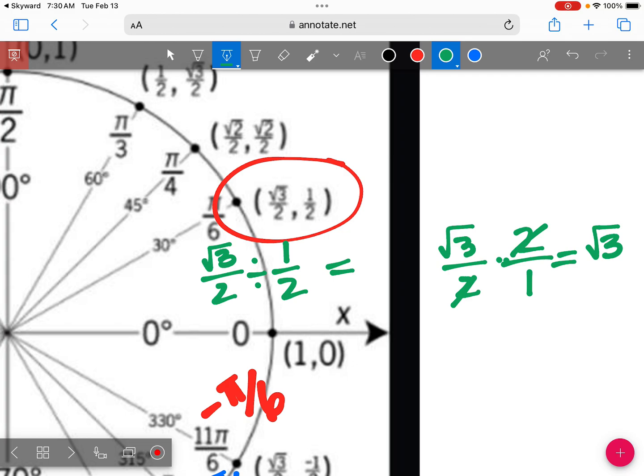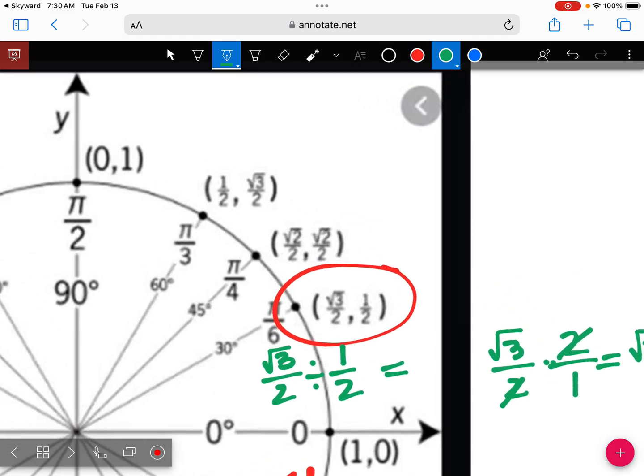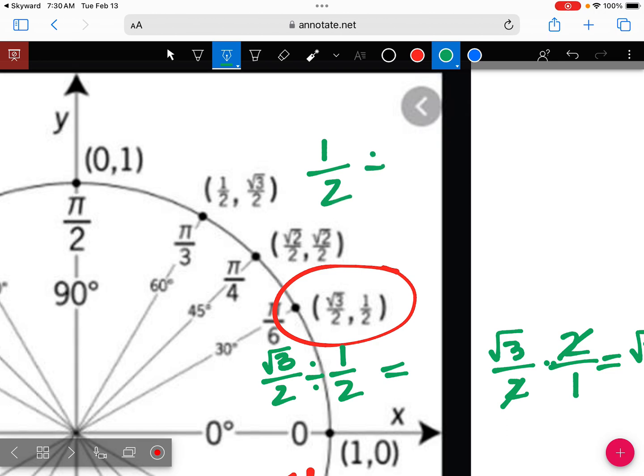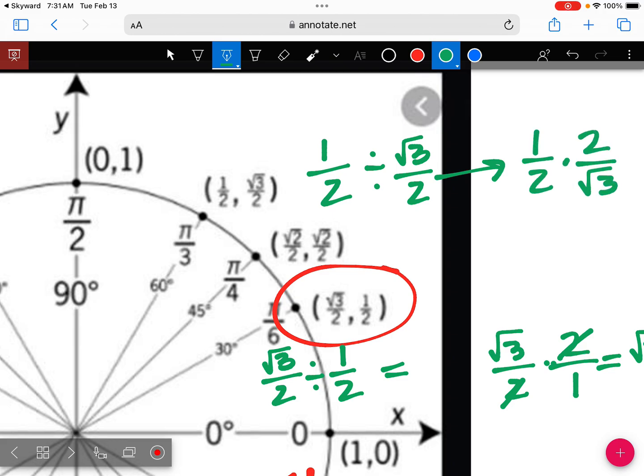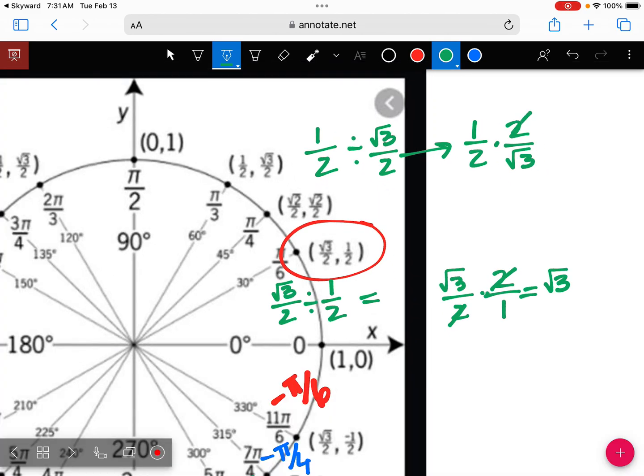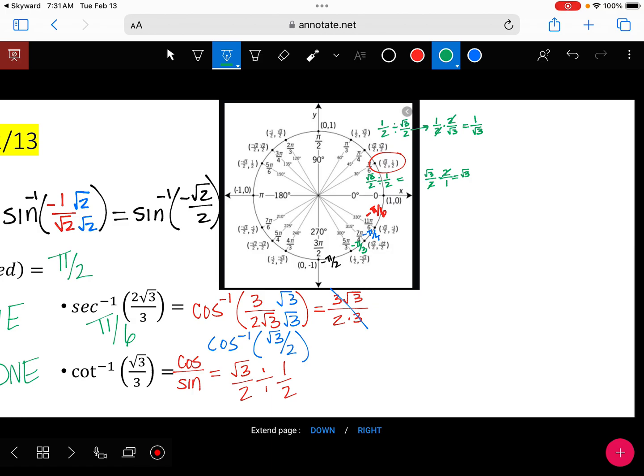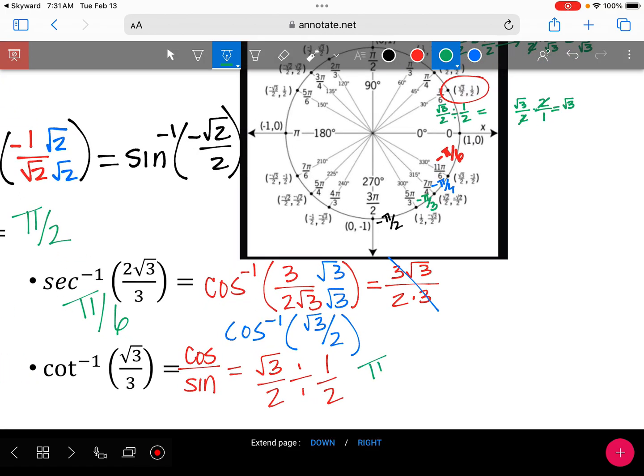There's only 2 options. Pi over 3. Let's check it and make sure. If we do pi over 3, if I take 1/2 and divide it by root 3 over 2, that would be 1/2 times 2 over root 3, which is going to give us 1 over root 3, which after we rationalize will give us root 3 over 3. So my answer is pi over 6 for this last one.